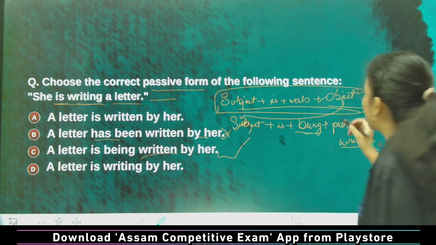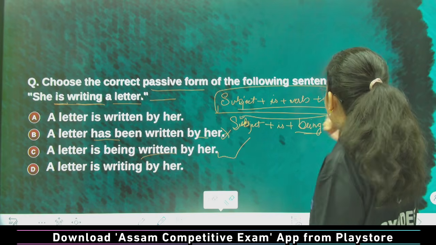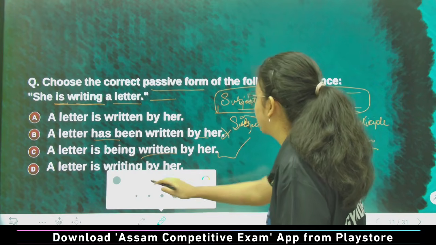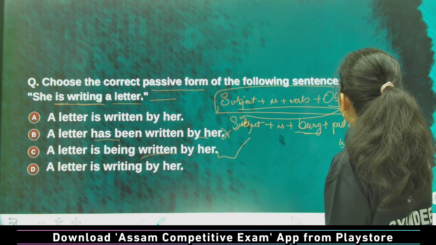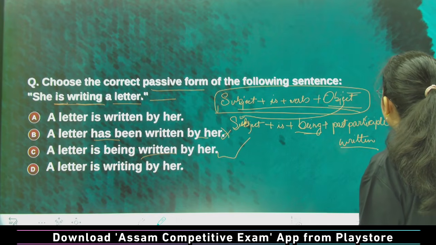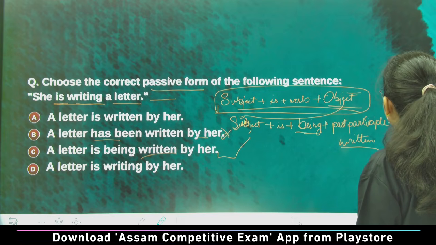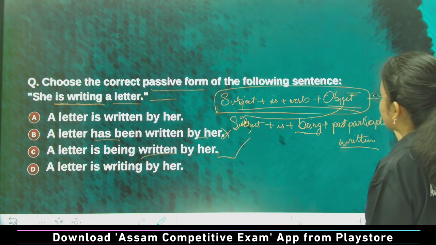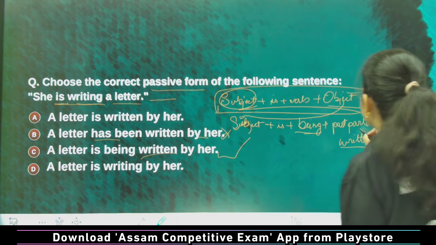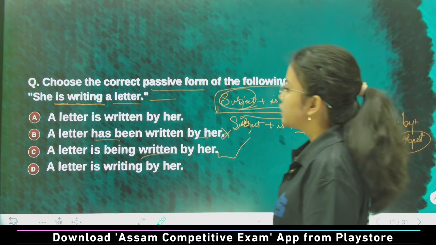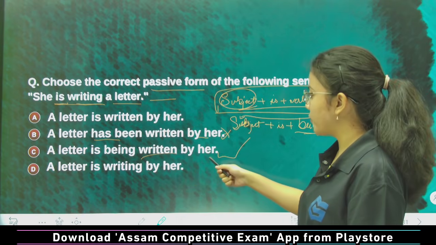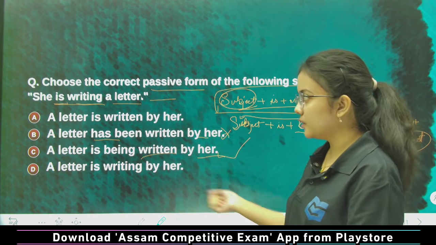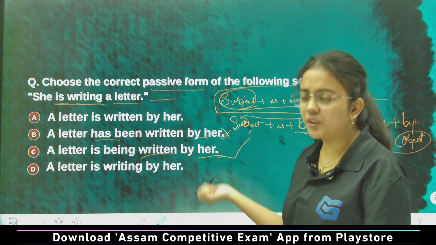Okay, last, sorry, I forgot to add this: the object comes after by. Past participle plus by plus object. In the active voice, the subject becomes the object in the passive voice. She, when we go from active voice to passive voice, becomes her. If it is he, it becomes him, they becomes them, we becomes us.